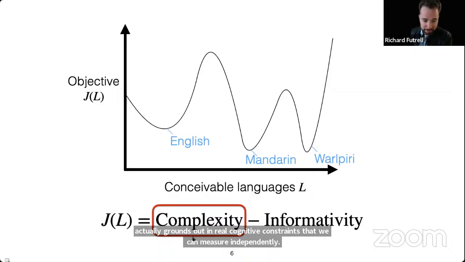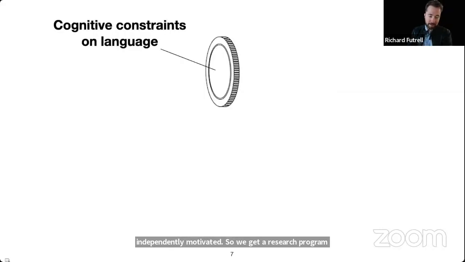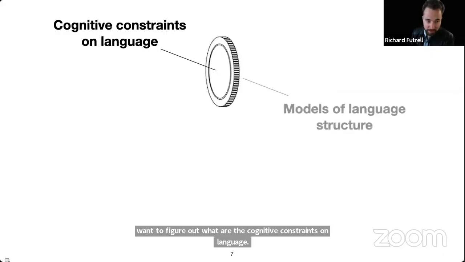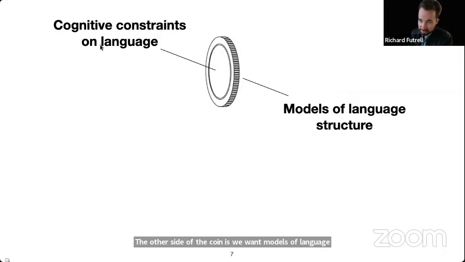We don't want to just make stuff up and throw it in the complexity term. It should all be independently motivated. So we get a research program that has like two sides of a coin. On one side of the coin, we want to figure out what the cognitive constraints on language are. What are the actual psycholinguistic constraints that we can measure? The other side of the coin is we want models of language structure based on minimizing these measures of complexity coming from our cognitive constraints.